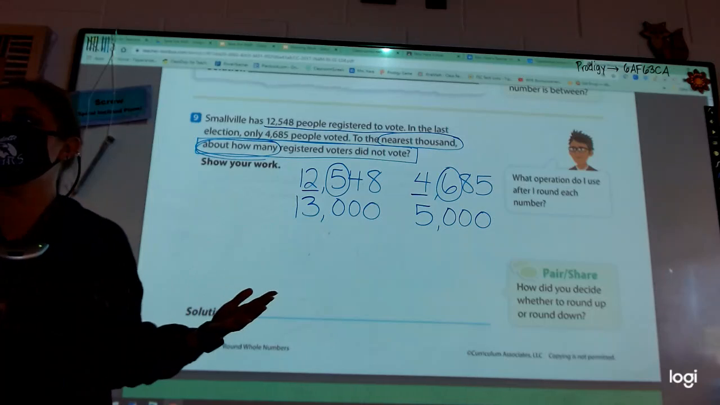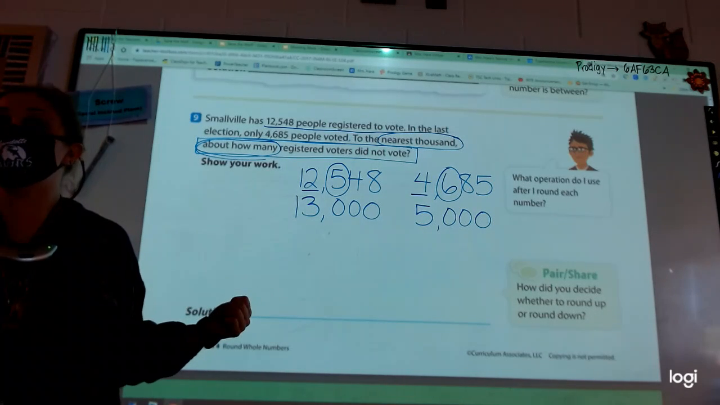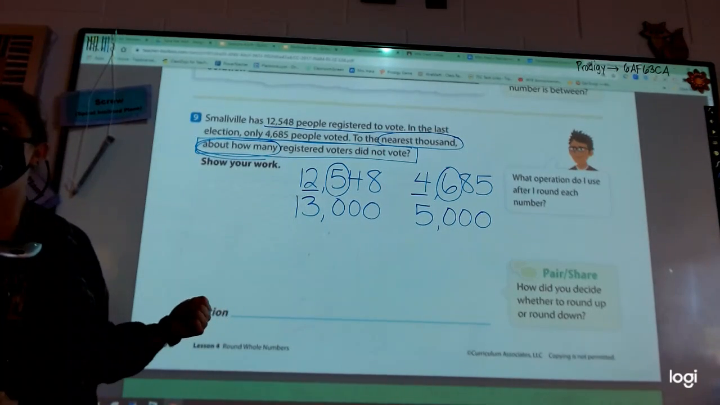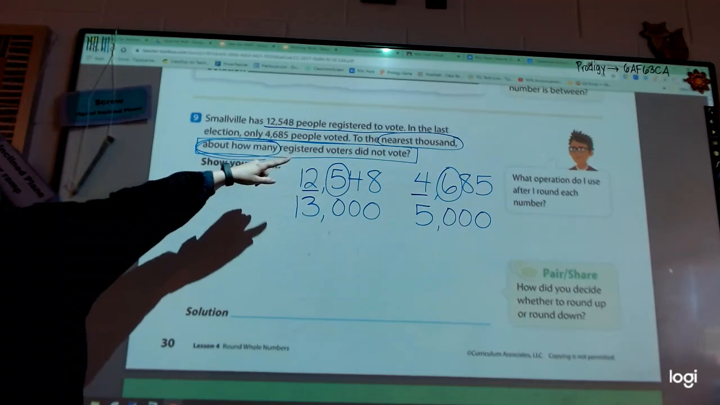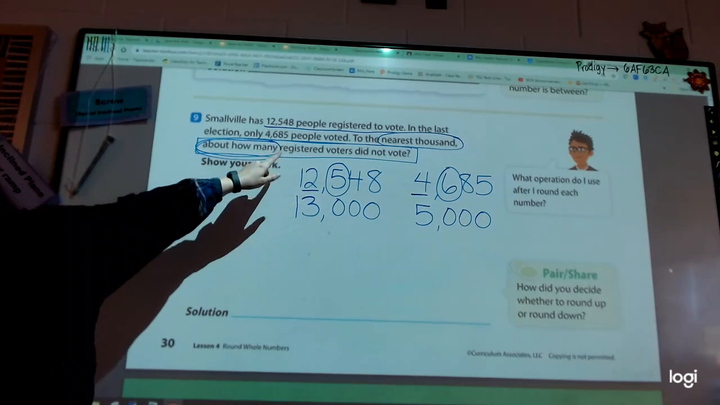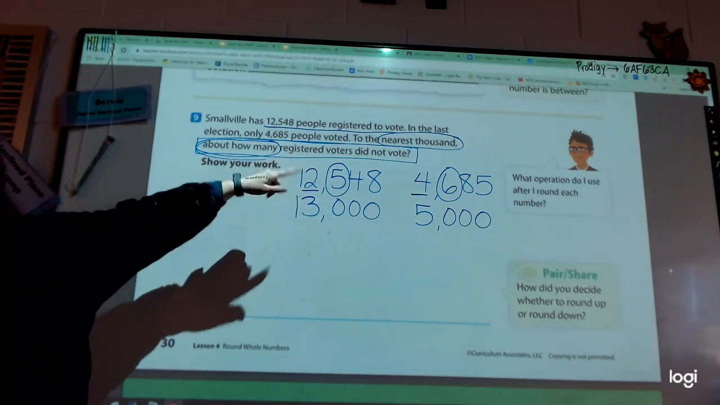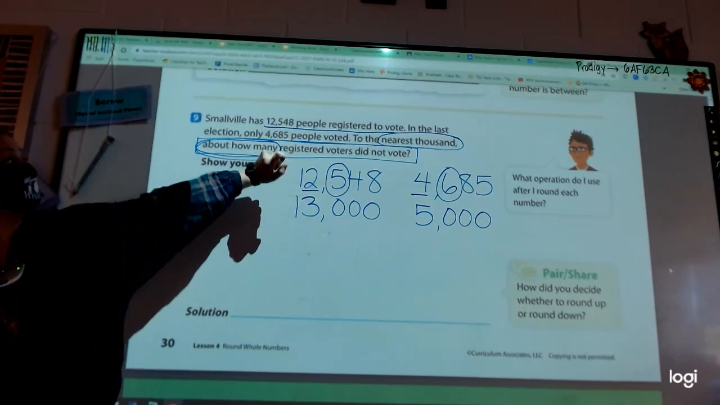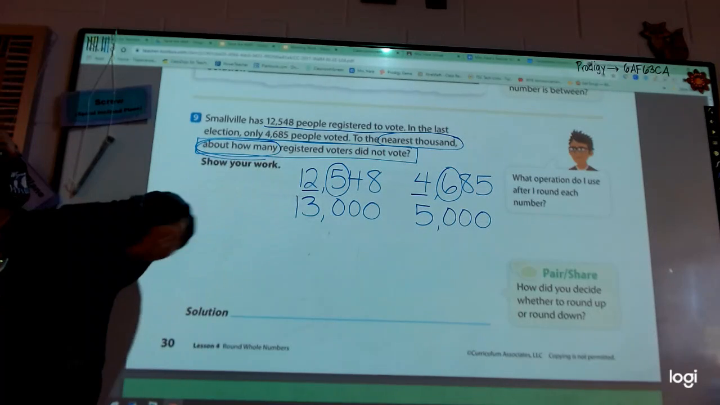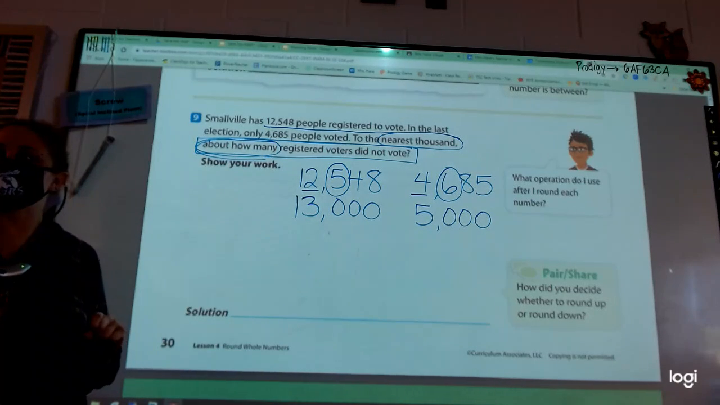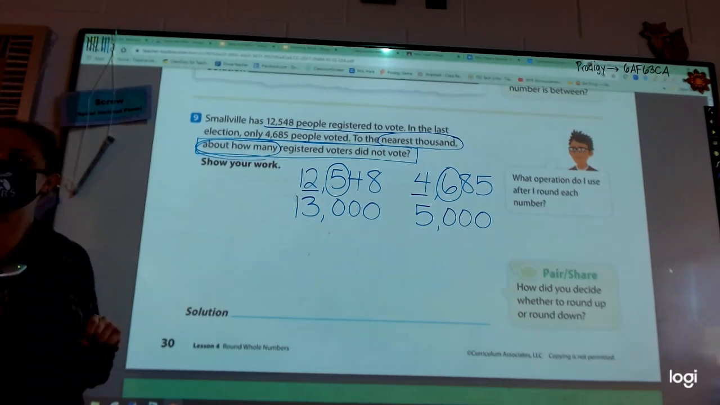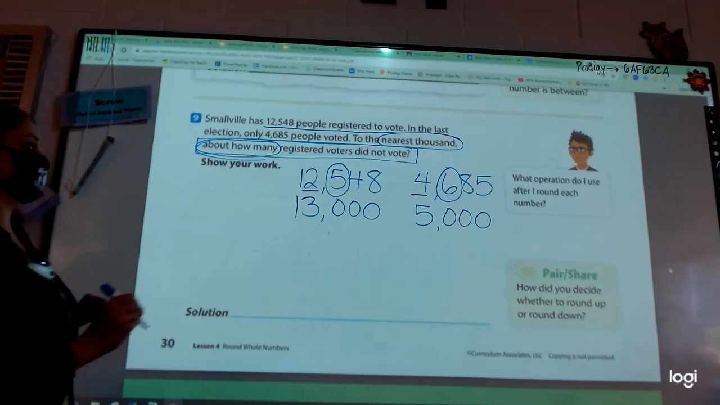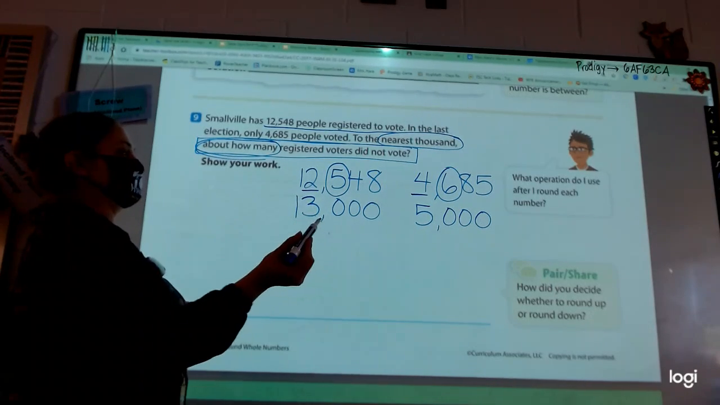Now, are we done with the problem? No. What's the question, Josiah? How many? All right. To the nearest thousand, about how many registered voters did not vote? All right, so we know this many people are registered, but only that many people voted. Are we going to be adding or subtracting to find our answer? Subtracting? Yes.